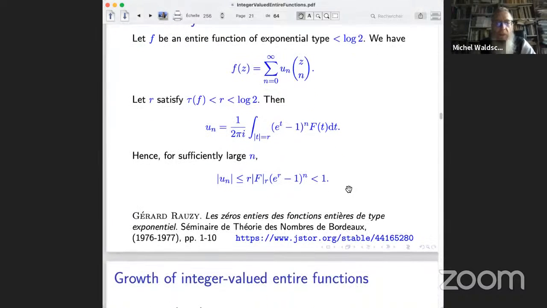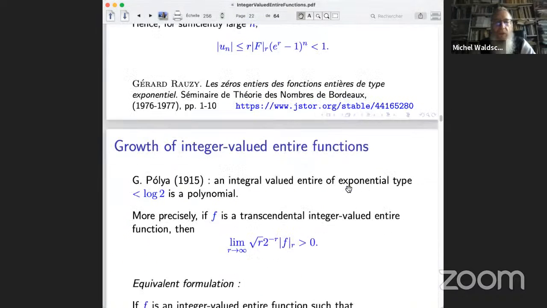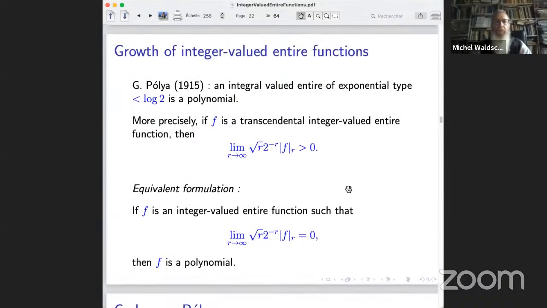And we can go a little bit further using the Laplace transform. I will explain how. The result of Polya was a little bit sharper than what I said. It's not only that the exponential type is less than log 2, it is that if f is a transcendental integer valued entire function, so if f is transcendental, then this lim sup is positive. Or if you prefer, if the lim sup is 0, then f is a polynomial. So you see that it's sharper because you have 2 to the minus r, but you have a residue term, an error term, if you like, which is the square root of r.